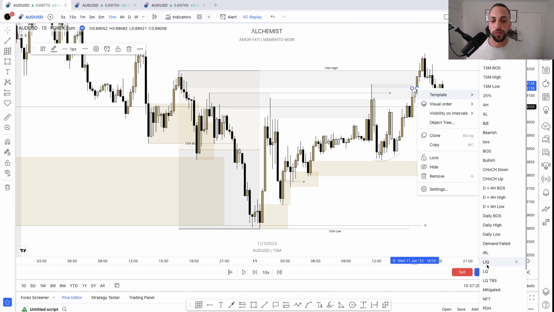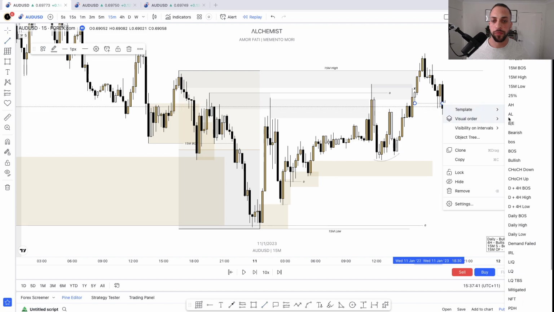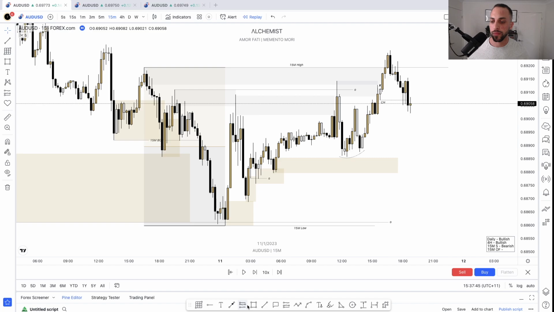So here is where that liquidity was taken. And then we've had a body close below. So this here is our chalk down. Therefore, we've created a supply zone here. Again, I would cover the top of that wick, and then that's been mitigated here by a zone which is swap liquidity.